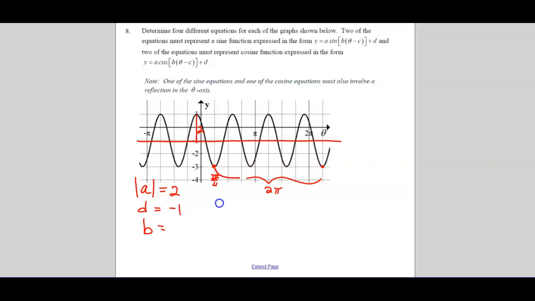So the period is 2 pi over 3. Okay, so my B value, remember, is 2 pi divided by 2 pi over 3, which is 3. Okay, makes sense. We just said that. There's 3 cycles in 2 pi. We didn't even need to do this.